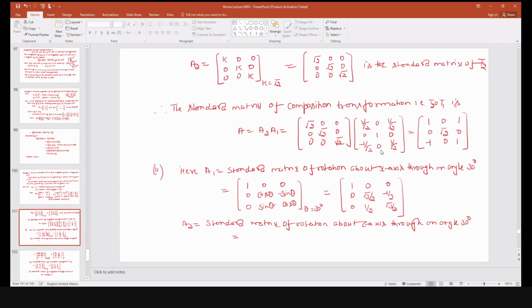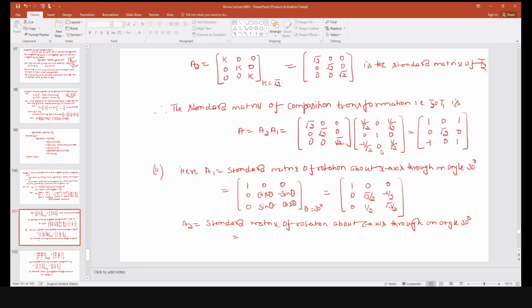So here A1 I have written is the standard matrix of rotation about the x-axis through an angle of 30 degrees, which is equal to 1 0 0, 0 cos theta minus sin theta, 0 sin theta cos theta, and theta here is 30 degrees. So you will get the matrix. Cos 30 degrees is under root 3 by 2, and sin 30 degrees is 1 by 2. So correspondingly you get this matrix.